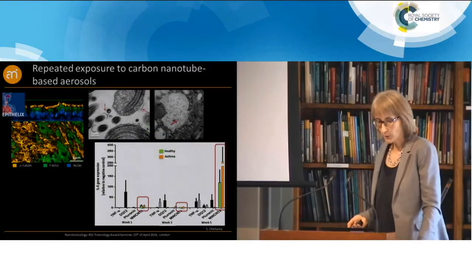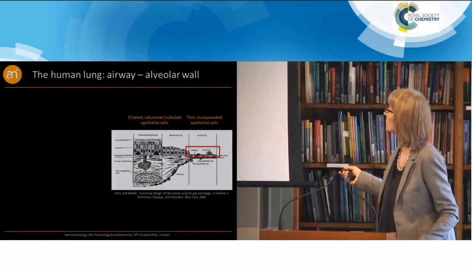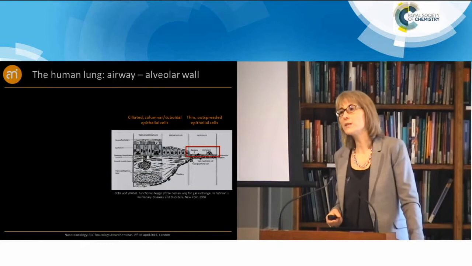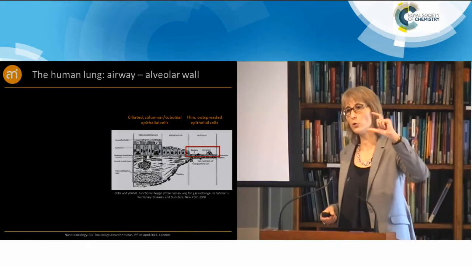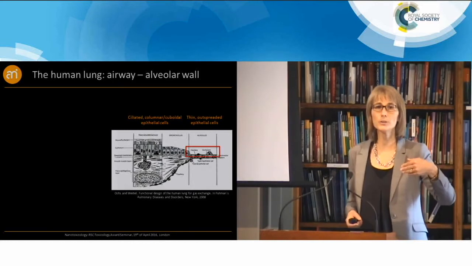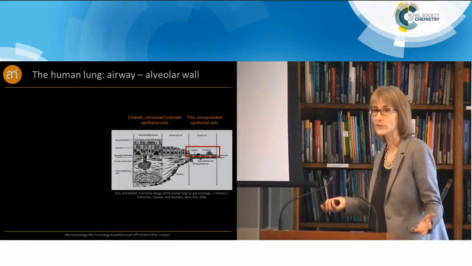So let's now go a little bit deeper into the lung. I have mentioned this very thin air blood tissue barrier. Here we do not have cilia because this would be too thick and then oxygen diffusion would be more problematic in comparison to non-ciliated cells.